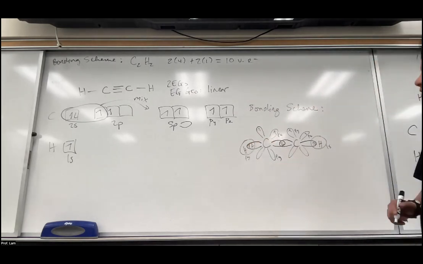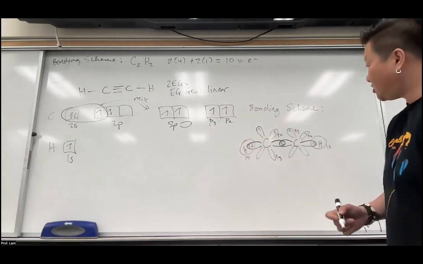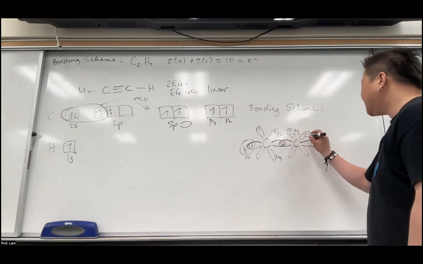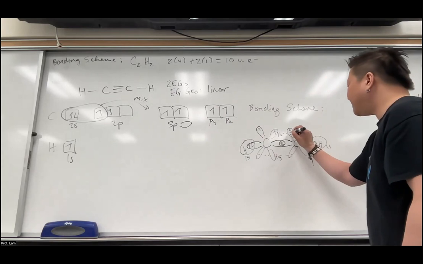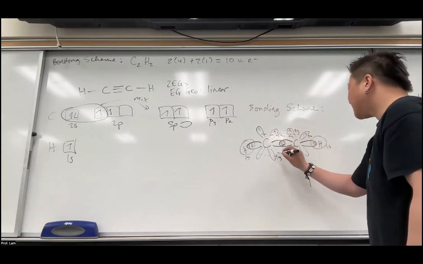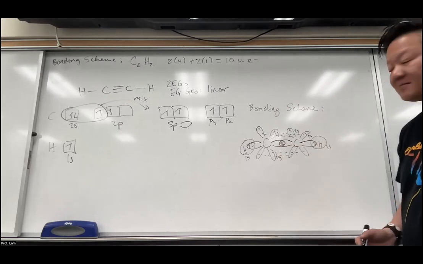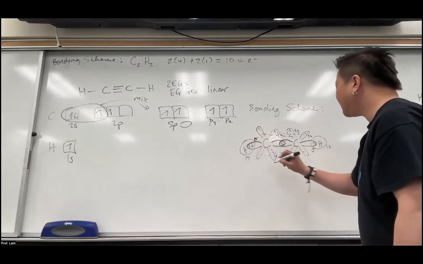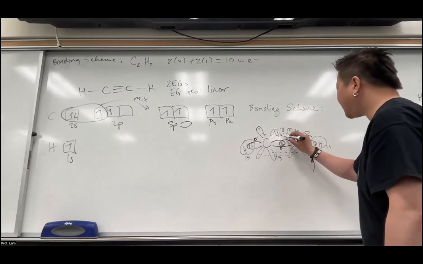Okay, so now I've described the single bonds of the CH. What about the other 2 bonds? Oh, what do I see? The pz orbitals come together side by side, and the py orbitals come together side by side, right? So this is a sigma bond. This is sigma, this is sigma, but this one is pi, and this one's pi.